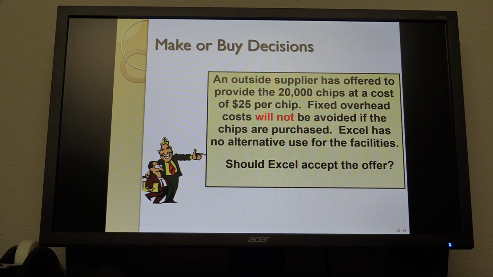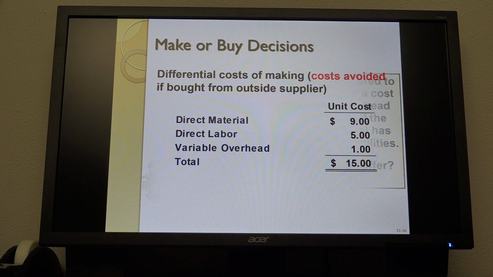Well, it's going to cost them $25 per chip, and the relevant cost of making each chip is $15. So the answer is they should not accept the offer to buy the chip. They should continue to make it because the cost of making it, $15, is less than the cost to buy from some outsider.